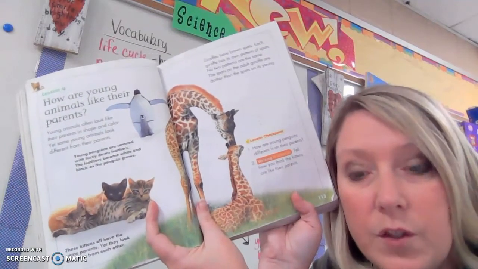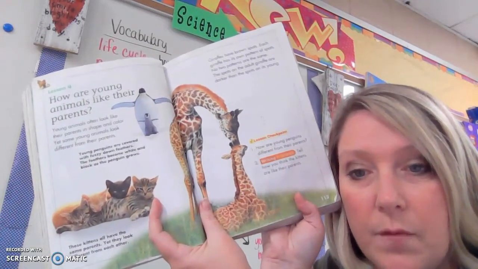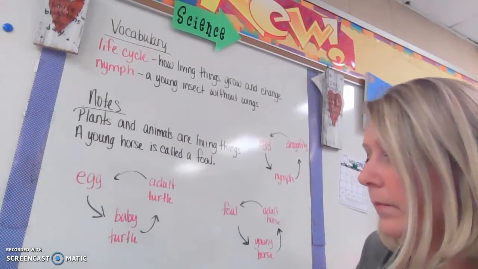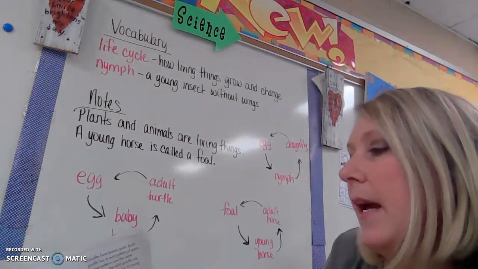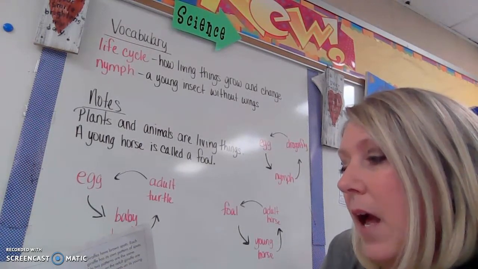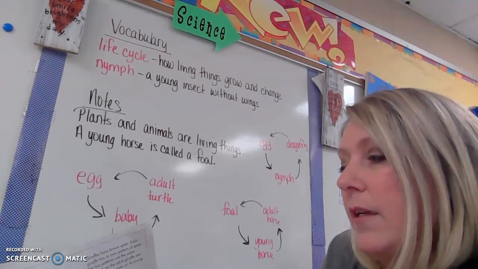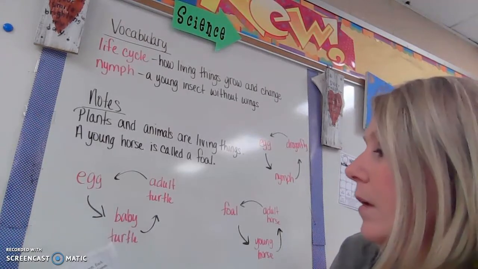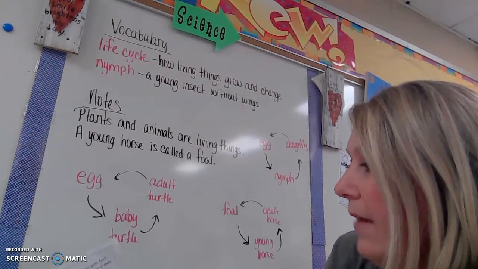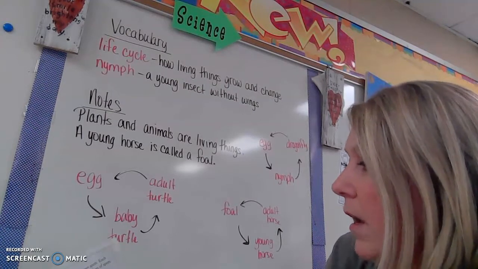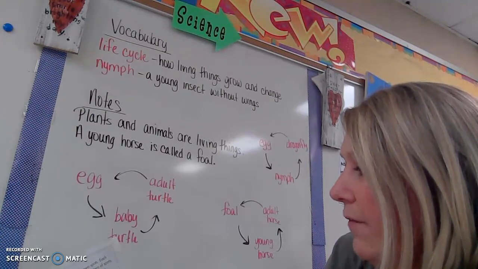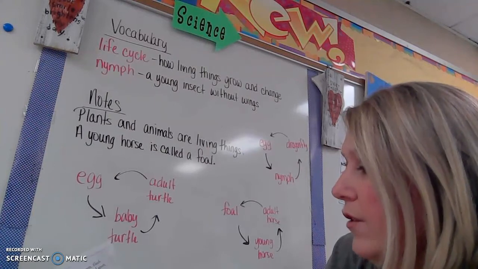So let's read these two pages again, pages 112 and 113, and then we're going to go over some review questions with it. How are young animals like their parents? Young animals often look like their parent in shape and color. Yet some animals look different from their parents. Giraffes have brown spots. Each giraffe has its own pattern of spots. No two patterns are the same. The spots on the adult giraffe are darker than the spots on its young.